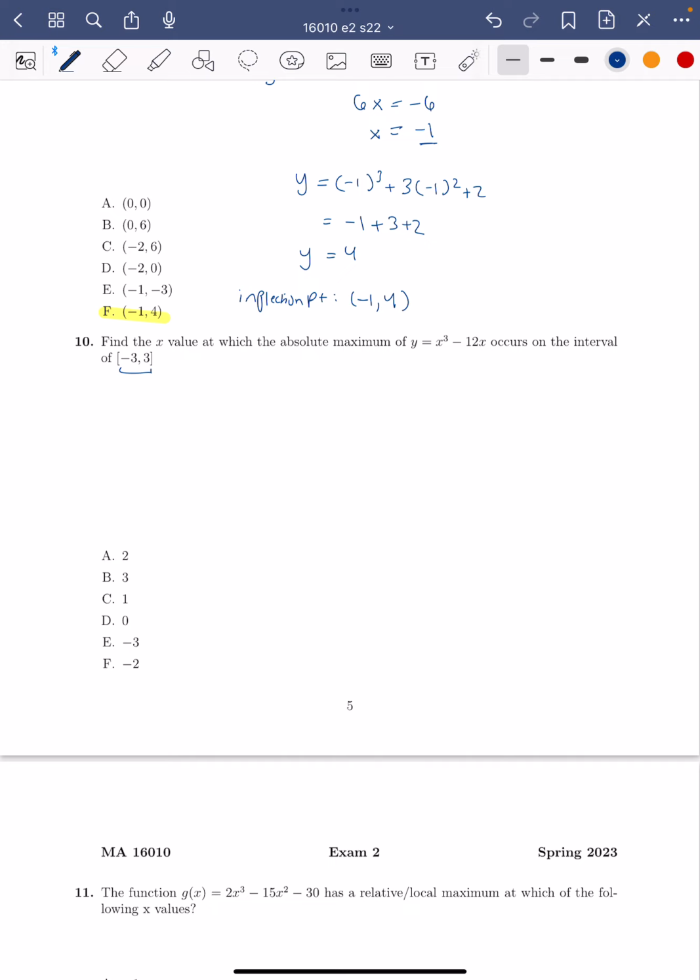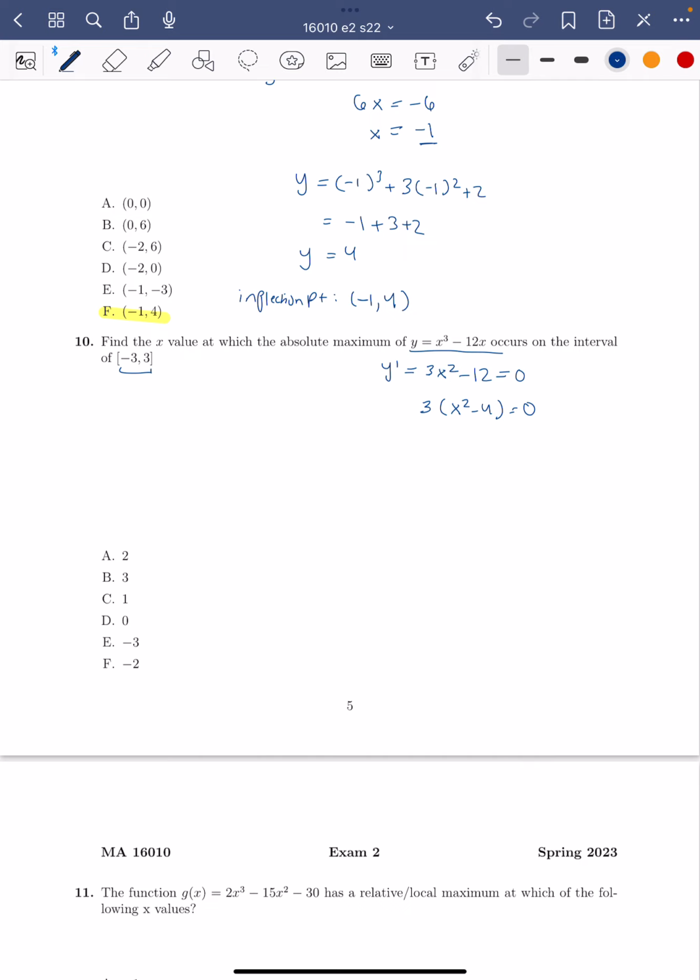So let's first start by finding our critical points using the first derivative. The first derivative of the function here would be: derivative of x cubed is 3x squared, derivative of -12x is -12. We set that equal to 0 to get our critical points, or where our max and mins could be, and we can take out a 3, so we get x squared minus 4 equals 0.